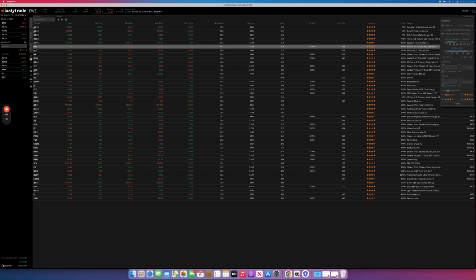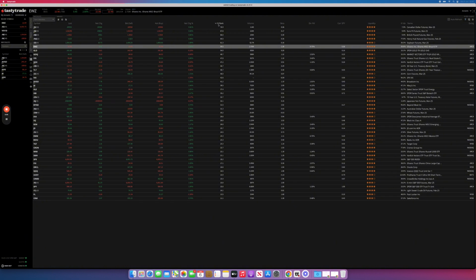We also want to filter out anything with a low liquidity rating level. The reason for this is because we only want to trade liquid markets. The more liquid a market is, the tighter the bid-ask spread is, and the tighter the bid-ask spread, the less you pay to get in and get out of a position, meaning that you keep more profit in your pocket. So that's why we do that.